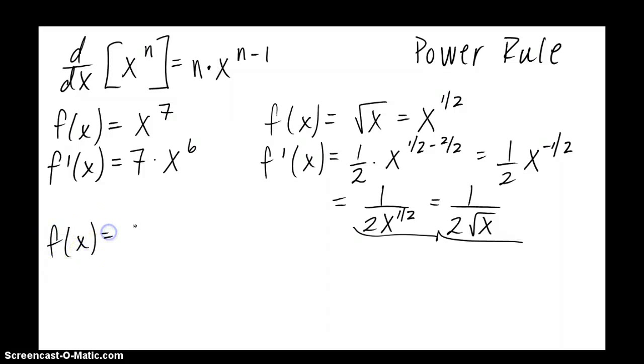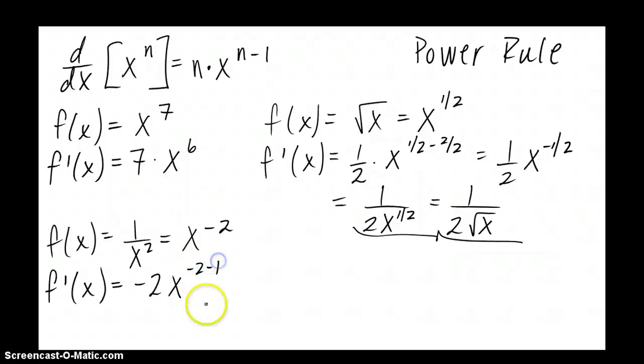F of x equals 1 over x squared. So the goal is to rewrite every expression in this form, x raised to some power. I can rewrite my original as x to the negative 2nd power. Now using the power rule to find the derivative, bring the exponent out front, subtract 1 from the original exponent, negative 2x to the negative 3rd, and then writing that with a positive exponent, negative 2 over x cubed. So the power rule is very useful, it's the most useful one.